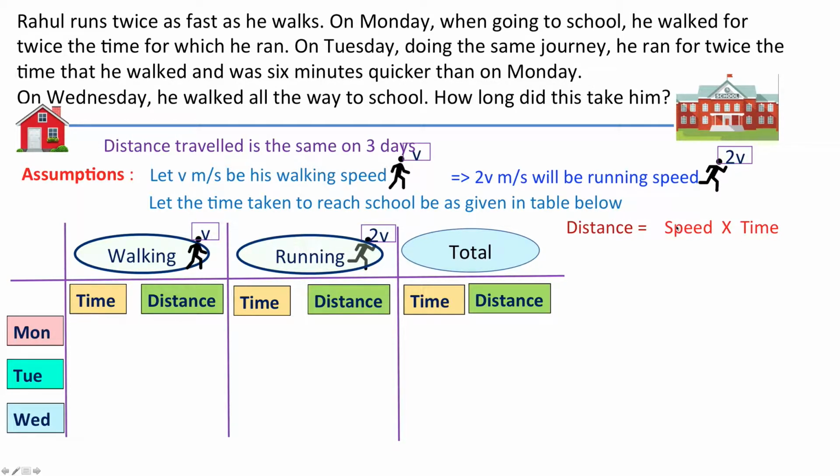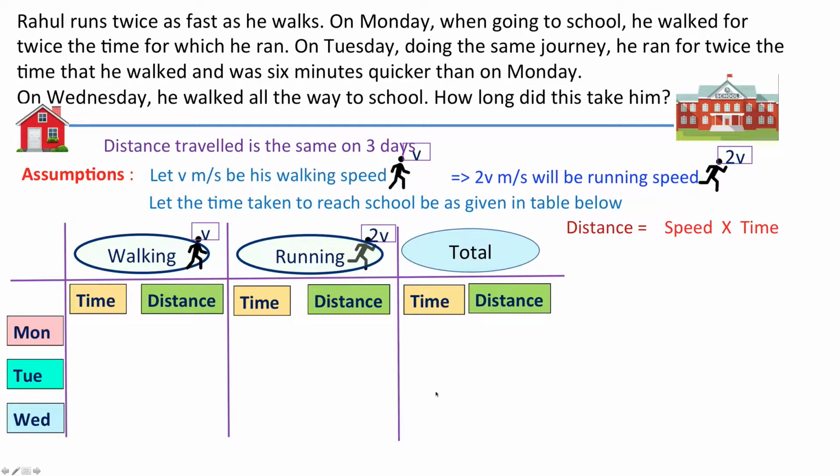Now again, out of the three variables, we have only assumed the speed to be v and 2v. We don't even know the value of the distance and the time. Which means you're stuck again at this point, so you'll have to make another assumption. The other assumption that you'll make is that the time taken to reach the school is as given in the table below.